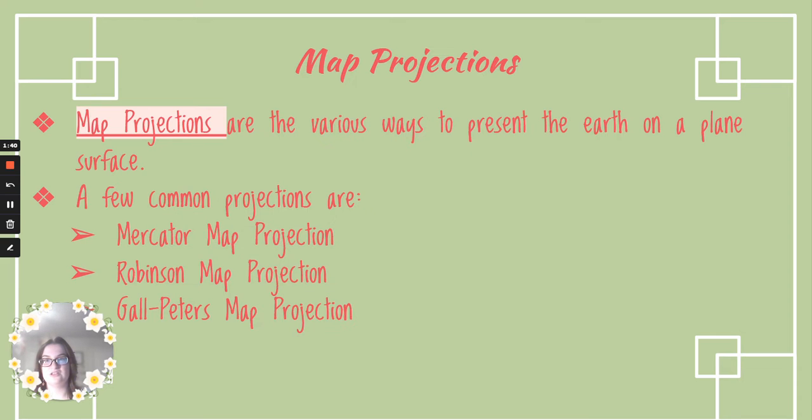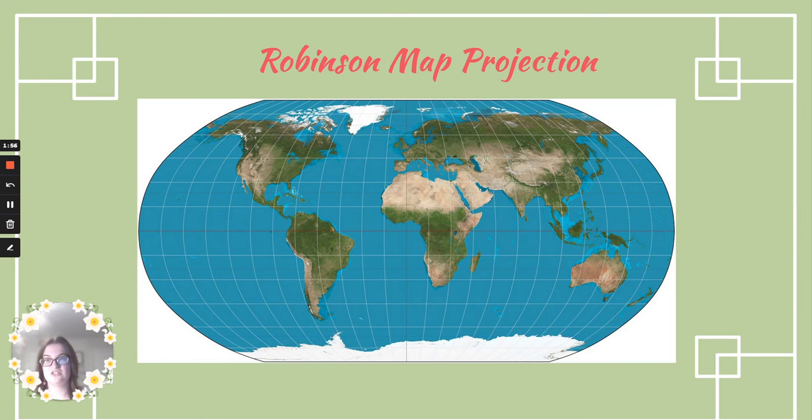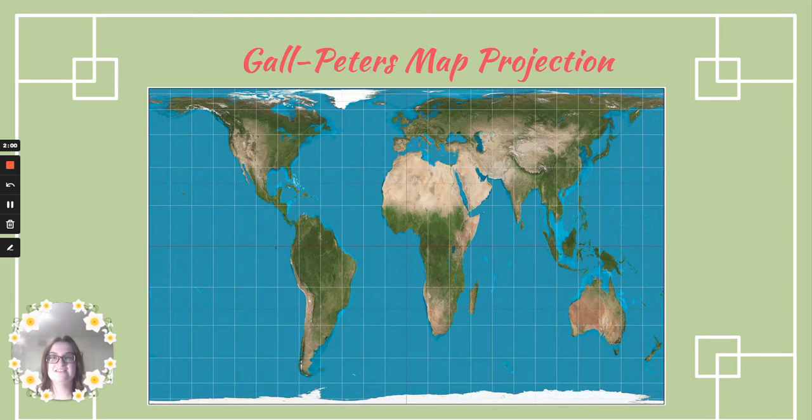And then we move on to map projections. Map projections are the various ways we present the Earth on a flat, plane surface. A few common map projections are the Mercator map projection, which is the most common one we use to this day. And then we have the Robinson map projection, which is also very common. We see this a lot. And the Gall-Peters map projection, which is kind of squashed at the top and elongated towards the bottom.